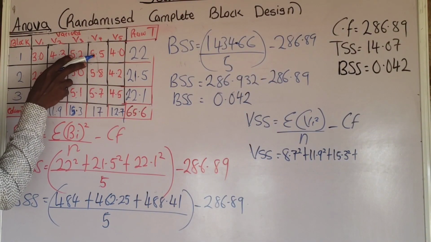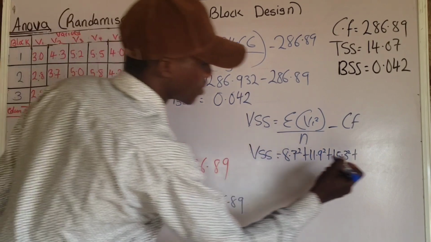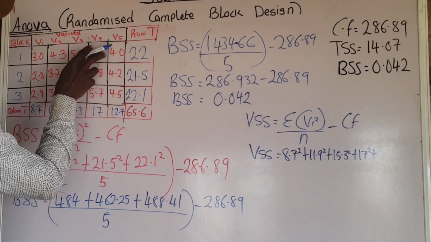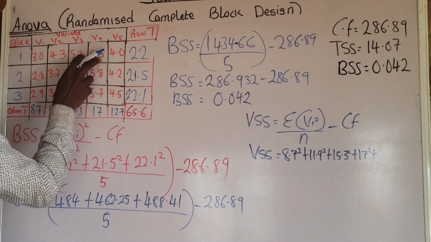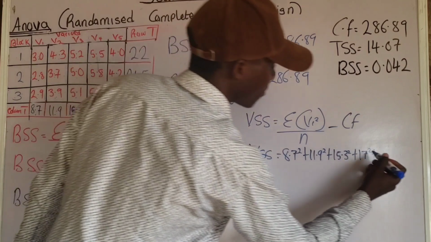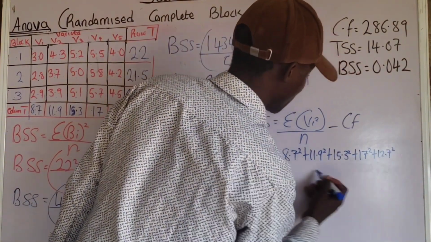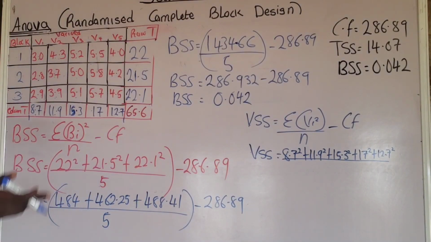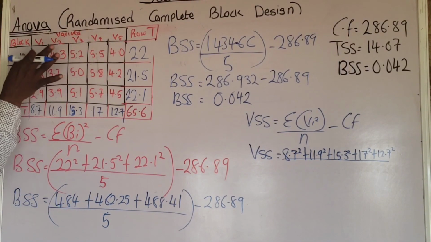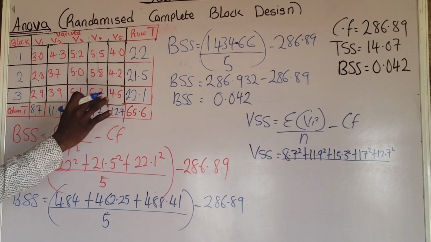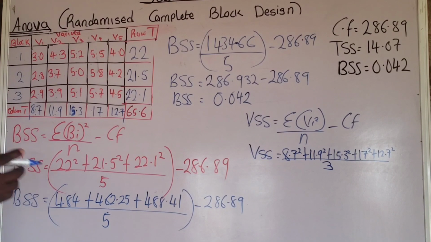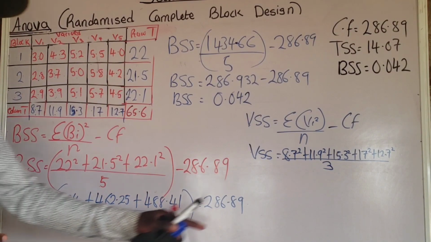the fourth variety is V4. The sum is 17. So I'm going to have plus 17 squared plus the fifth variety is what? V5. Their sum is what? 12.7. So I'm going to have plus 12.7 squared. Okay, these all over the number of times the variety repeats itself. This is variety 1, 2, 3, and 4. They repeat themselves 1, 2, 3. Do you understand? So n here will be 3. Please don't mistake n. Don't say that because n is 5 here, it will also be 5 here.